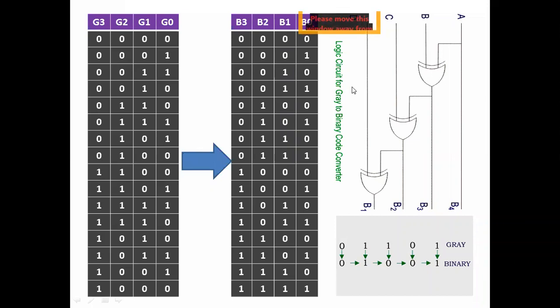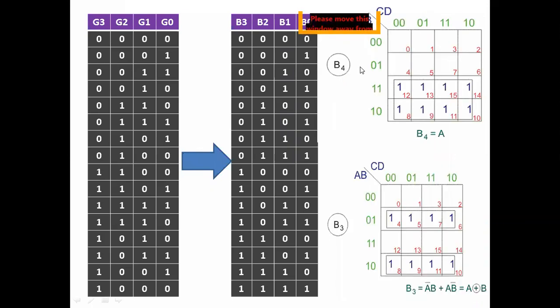Now we will see the step-by-step procedures for converting the given gray code into its equivalent binary. The first one, you have to take this column, since the given gray code is to be converted into binary by using the Karnaugh map.